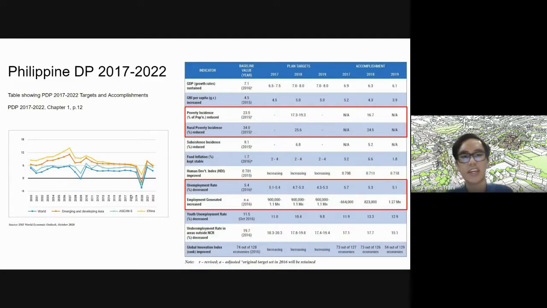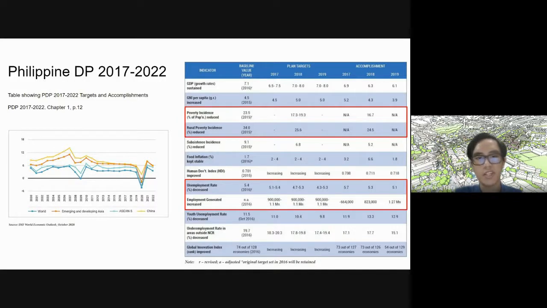Over here is a graph showing how the World Economic Outlook was affected by COVID-19. You can see here in dark blue is the world performance. Light blue is the ASEAN 5 countries' performance. Orange is emerging and developing Asia, I think that's where the Philippines is, and yellow is China. You can see a big dip in 2019 and 2020. It even goes below zero, meaning a negative growth rate.